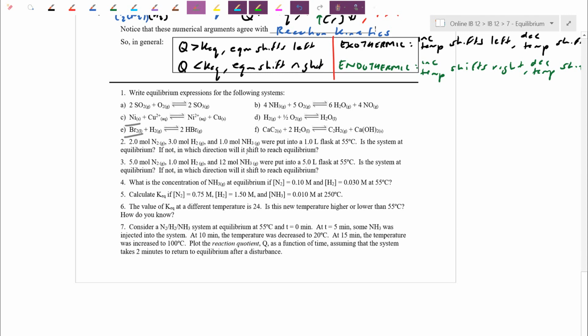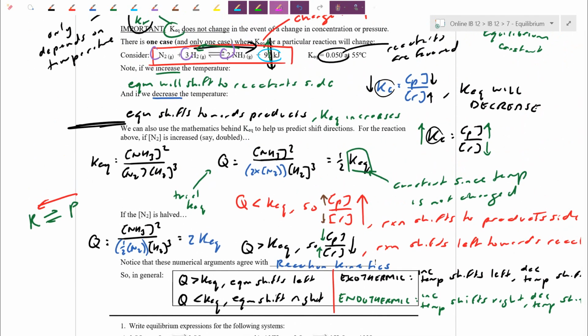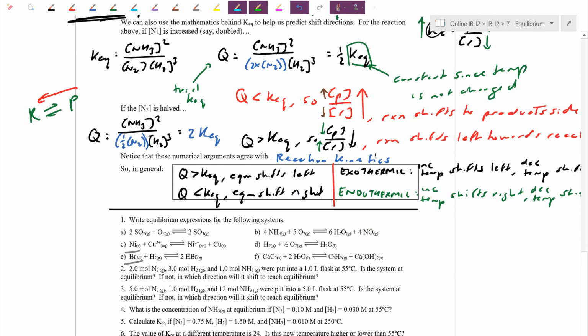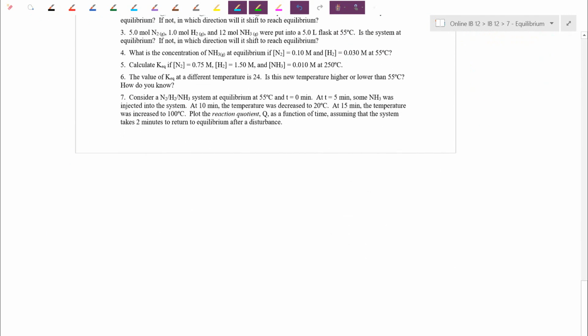This part here does refer to the N2 NH3 concentration. At 55 degrees, you can use this number here. At 55 degrees, the KEQ is 0.050. You can use that to answer a couple more questions. So one other conclusion I just want to leave you with here before we do tomorrow's lesson.